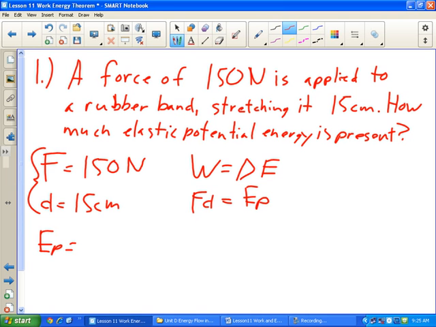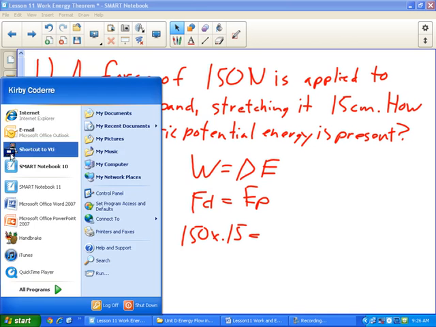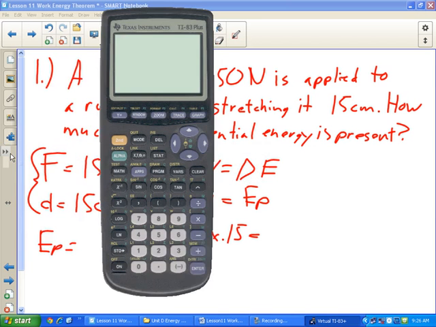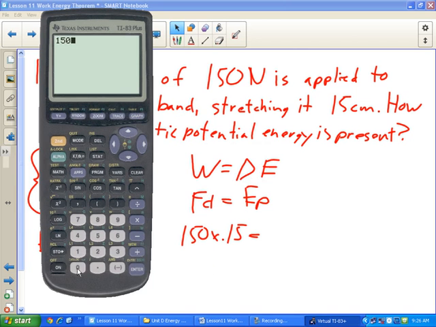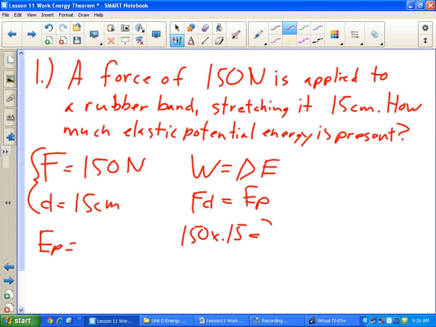So can I say then that the force times distance equals the potential energy now in the rubber band? Yes. So 150 times 0.15, because I have to convert it to meters, will give me that. 150 times 0.15 is 22.5. So 22.5 joules. Is that fairly straightforward?